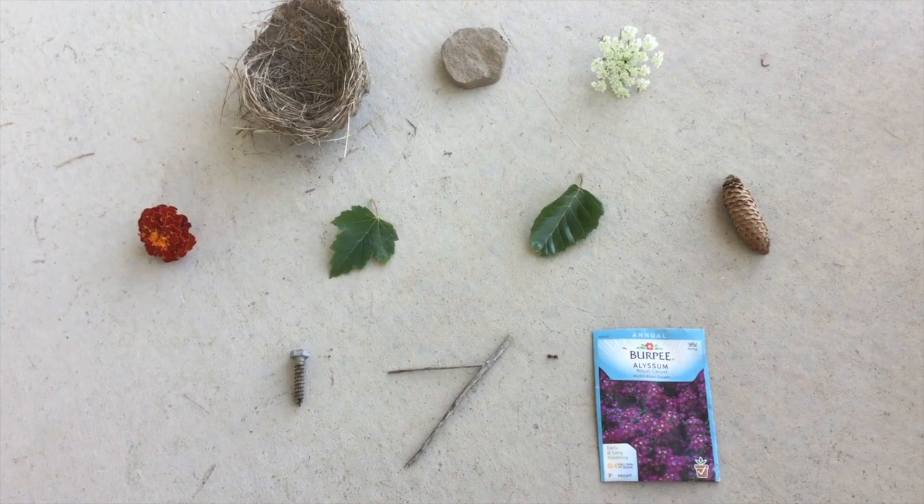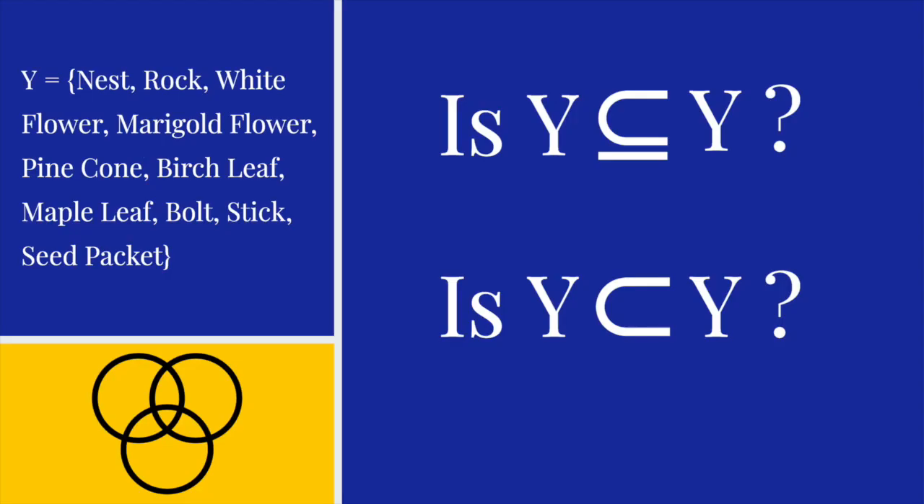This is where things get tricky. Take a look at this set. It's our original 10-element set, correct? Could this 10-element set be described as a subset of itself? Is Y a subset of Y? And what about, is Y a proper subset of Y?